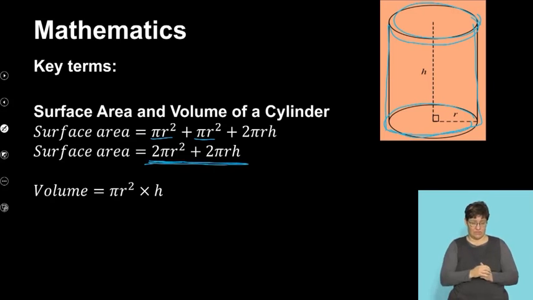The volume of a cylinder is the area of the base, and the base is a circle. So it's pi r squared, and this is multiplied by my perpendicular height. So the volume of a cylinder is pi r squared times height.